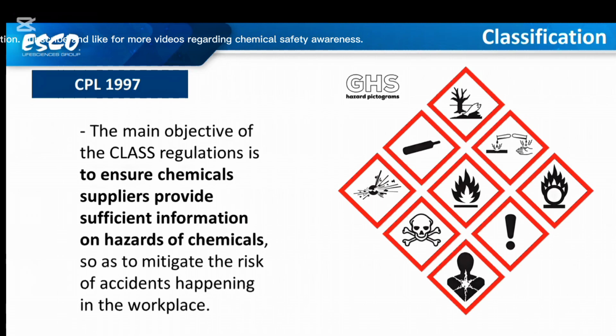Here again, we have an overview of some of these warning labels commonly seen in the lab. The main objective of the class regulation is to ensure chemical suppliers provide sufficient information on hazards of chemicals so as to mitigate the risks of incidents happening in the workplace.